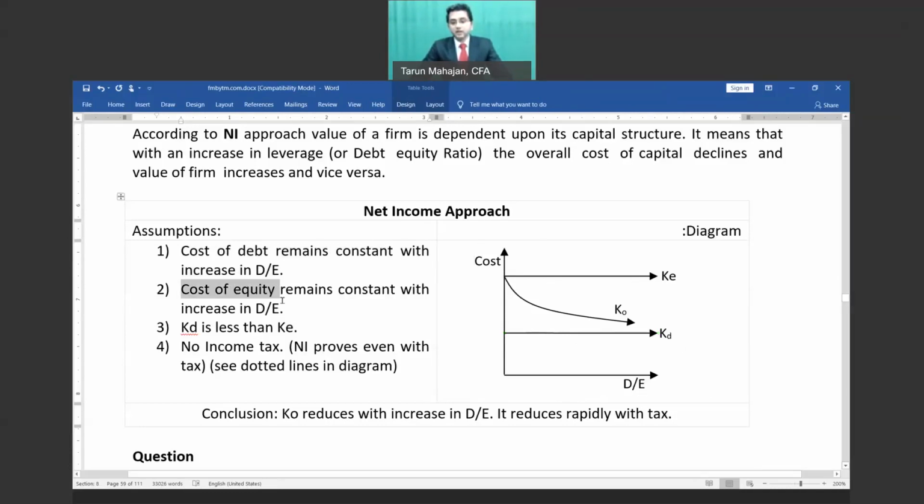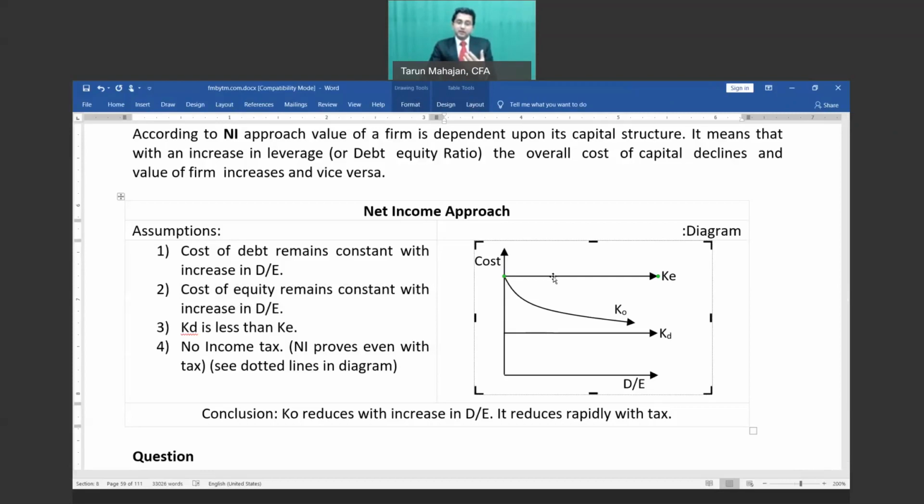Cost of equity also remains constant with increase in debt equity ratio. Now, this is a kind of big assumption. They are assuming that even if you keep borrowing a higher amount, the expectation of equity shareholders will remain the same. See, the cost of equity is flat. It is not increasing.